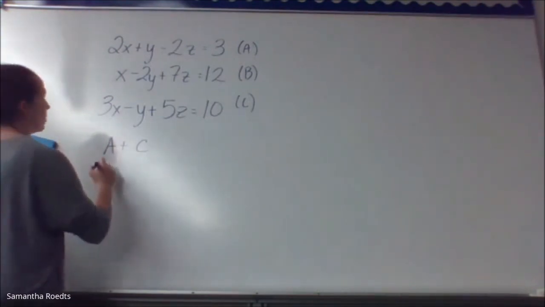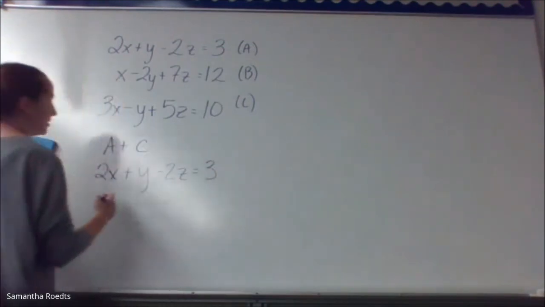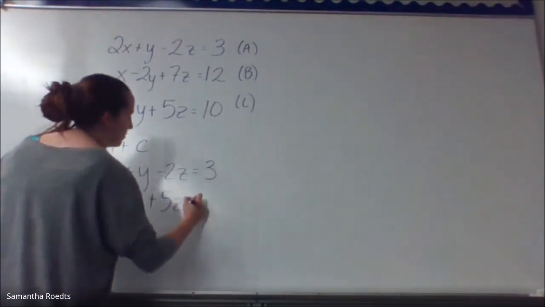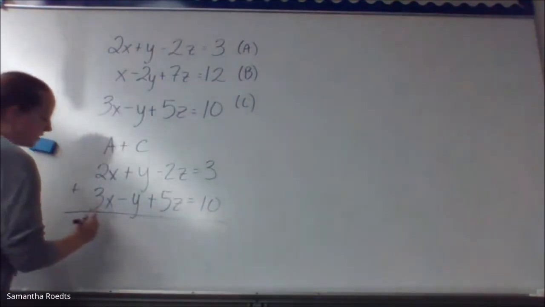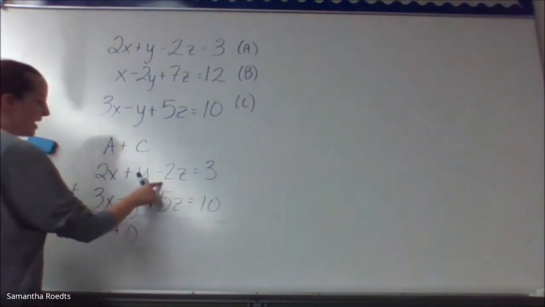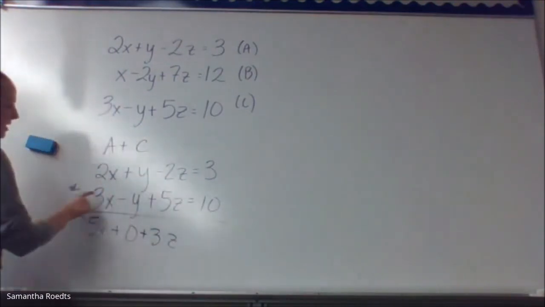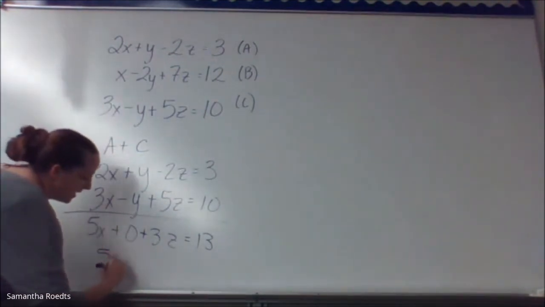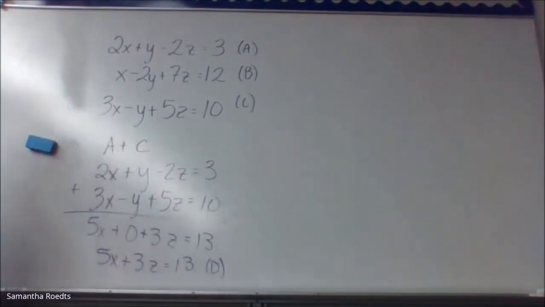Make sure you copy everything down correctly. 2x plus y minus 2z equals 3, and 3x minus y plus 5z equals 10. I'm adding them together. 2x plus 3x is 5x. Y plus negative y is 0. Negative 2z plus 5z is positive 3z. And 3 plus 10 is 13. Okay. So I have 5x plus 3z equals 13. That's letter D.